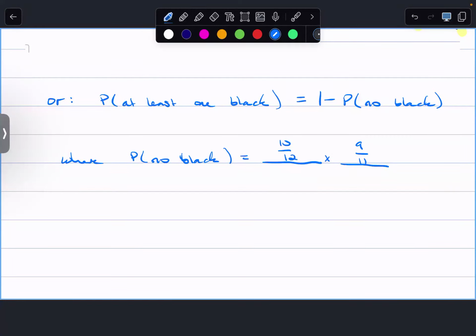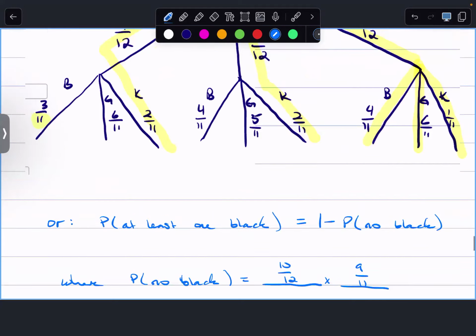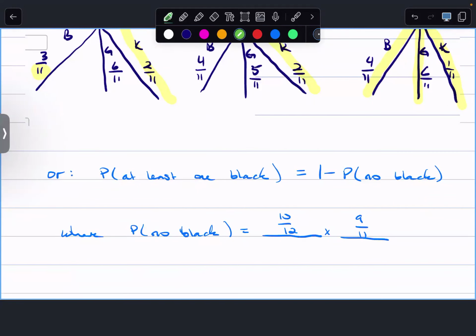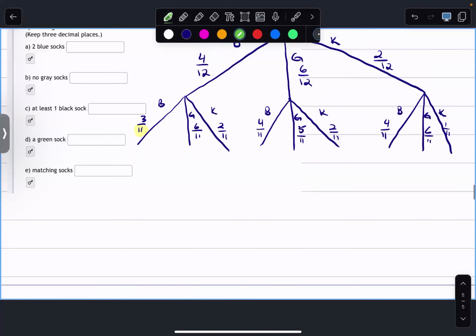Okay. And so see which way comes naturally to you and then practice that way. Don't do it my way just because that's how I do it. If you have a way that comes naturally to you and we get the same answer, you did it. But just as a general rule, whenever I see at least, I often flip to the complement. I say, okay, I'm going to find the opposite of that and subtract it from 1.